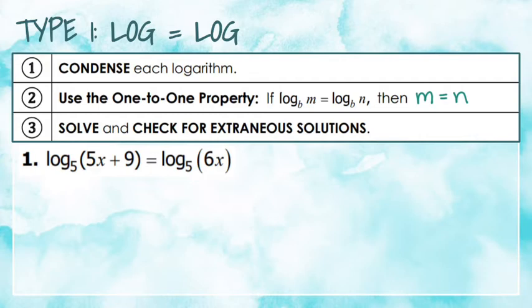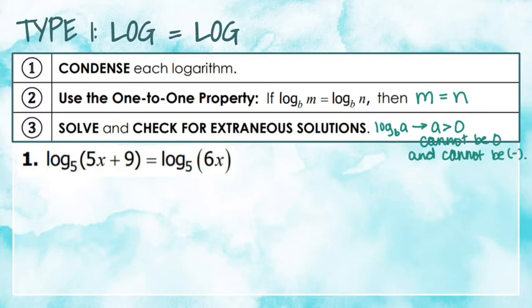Well, in logarithms, extraneous solutions are when we have log base b of a, where a has to be greater than 0. It cannot be 0 and cannot be negative. So you cannot take the logarithm of a negative number or of 0.